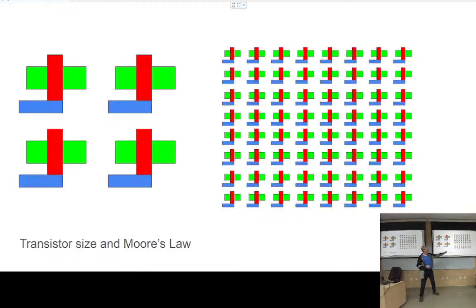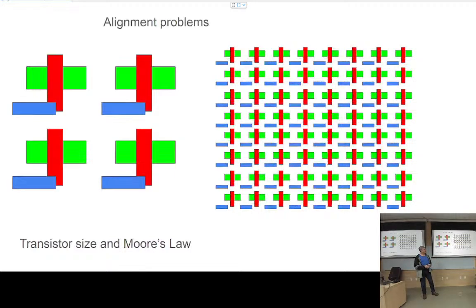I mean, you can't make things that are smaller than the wavelengths of the light that you're shining on the photoresist. And if you use red light, it's almost 1 micron. If you use deep ultraviolet, it's 193 nanometers. So that's the limit. But there are other problems. What if when I'm making this, when I get to the blue layer, it's off by a little bit. So here it's off. These two designs are off by the same amount. You see that the big transistors still work, but I've ruined all the little transistors.